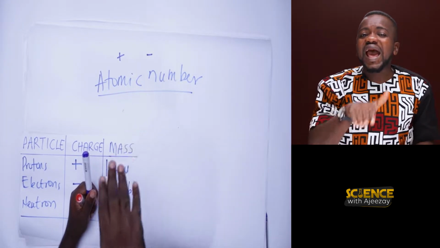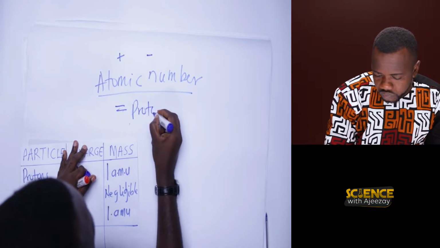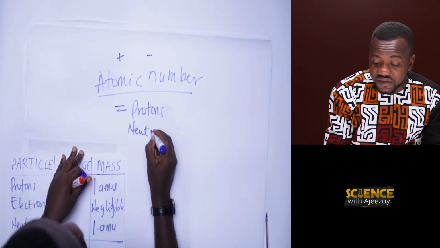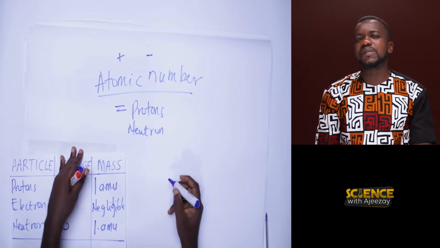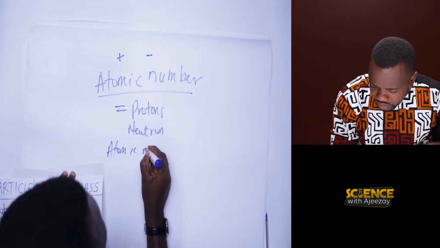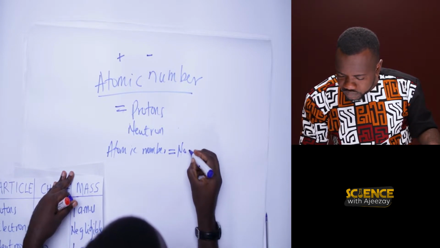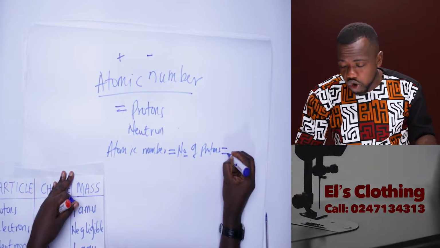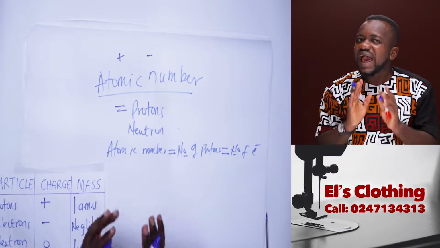And once the atom is neutral, that it hasn't got any charge on it, it means that the number of protons is always equal to the number of electrons. So we can have atomic number equal to the number of protons and at the same time equal to the number of electrons. So that is when the atom is neutral.